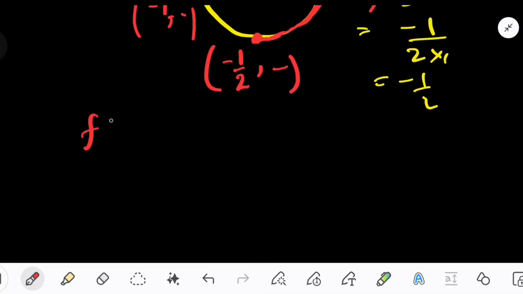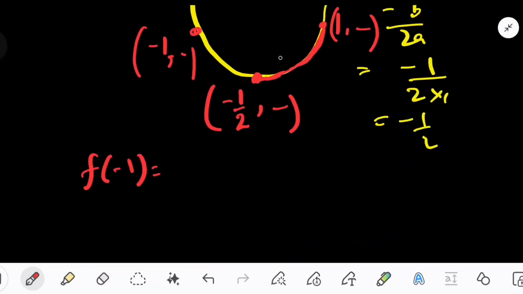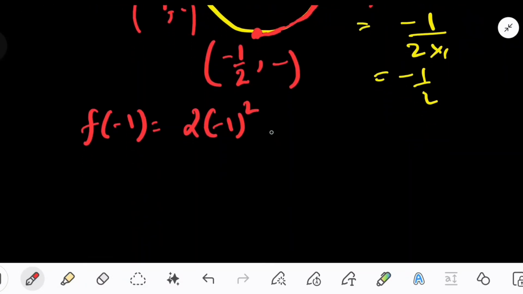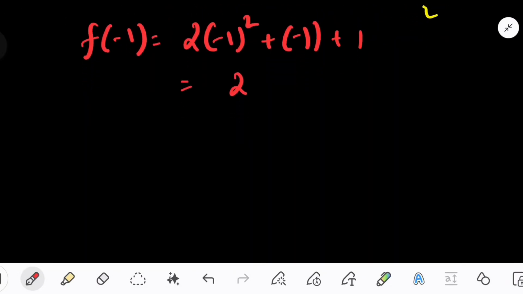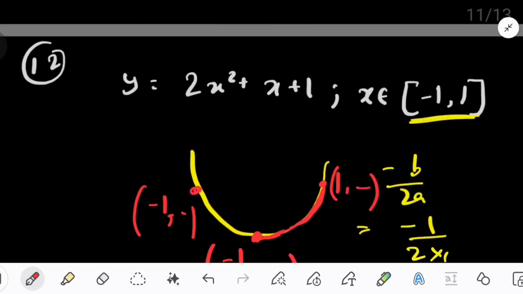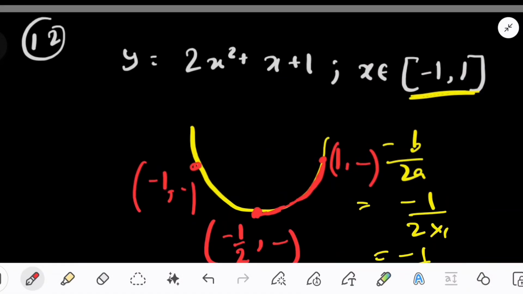Let me see that. So f at -1 is equal to what? 2 times (-1) whole square plus x, that is -1, plus 1, right? So this is equal to 2. f at 1 is equal to what? 2 times 1 square plus 1 plus 1, which is equal to 4, right?